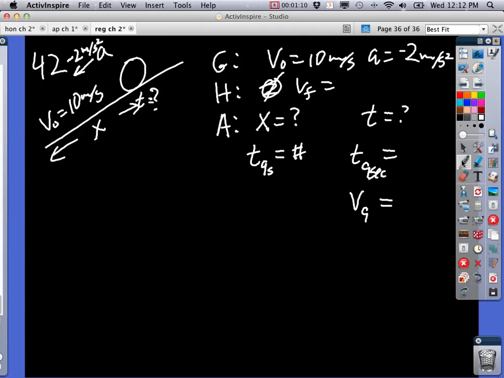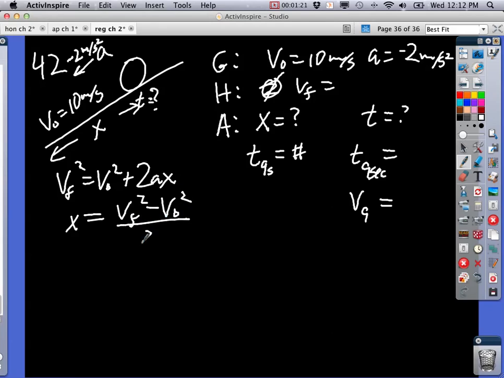Okay, so we have this equation: VF squared equals V0 squared plus 2AX. We're looking for X, so I solve it for that: VF squared minus V0 squared all over 2A. VF squared is 0, so that's going to give us negative 100 over negative 4. So that's going to give me 25 meters. See it? That's how we do that.